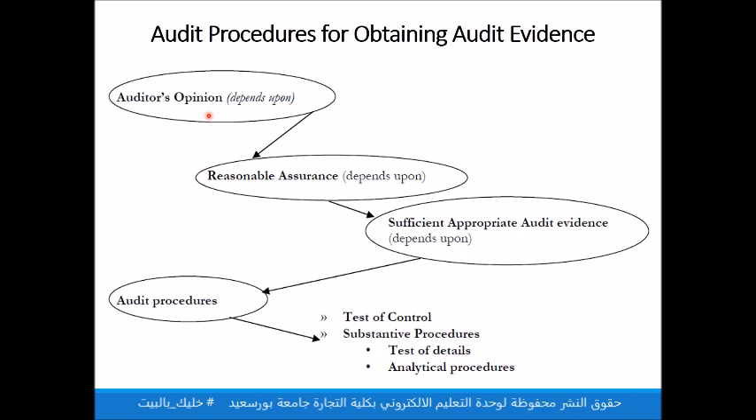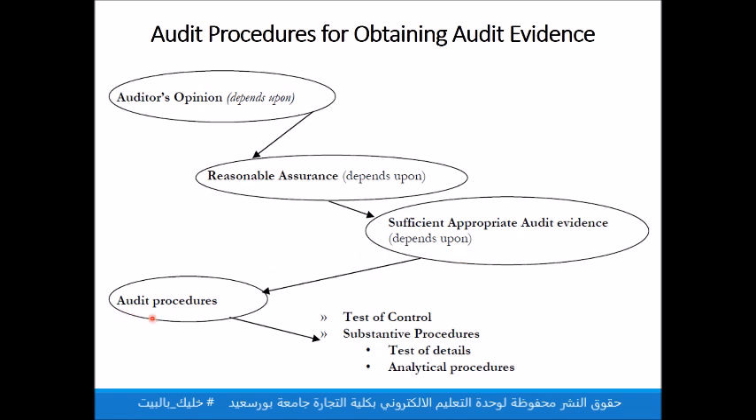So again, the objective of conducting an audit of financial statements is to express an opinion on the financial statements. The auditor provides reasonable assurance about whether the financial statements are free of material misstatements and present fairly in all material respects the financial position of the firm, its results of operations and cash flows in conformity with the accounting standards generally accepted. In order to be able to express an opinion and provide reasonable assurance, the auditor needs to accumulate sufficient appropriate evidence.